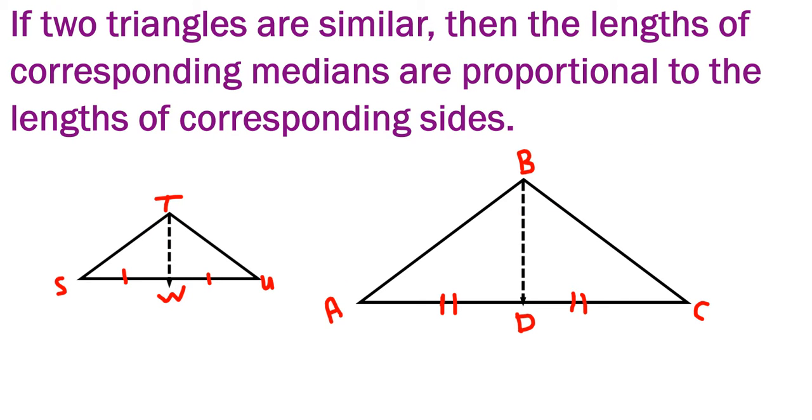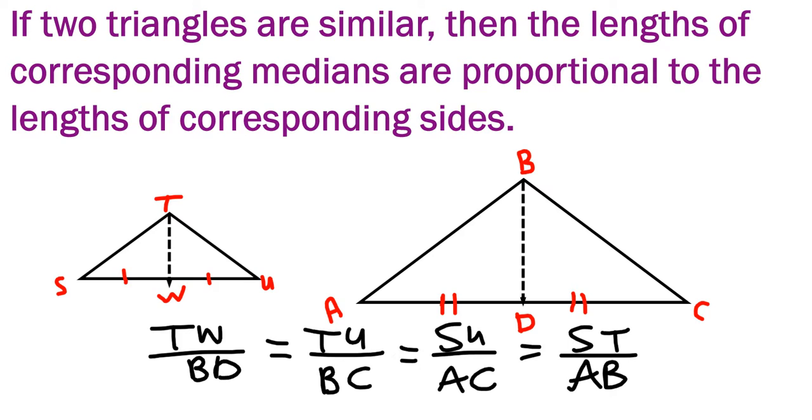If two triangles are similar, then the lengths of the corresponding medians are proportional to the lengths of the corresponding sides. So here TW and BD are your medians. They hit that opposite side at the midpoint.